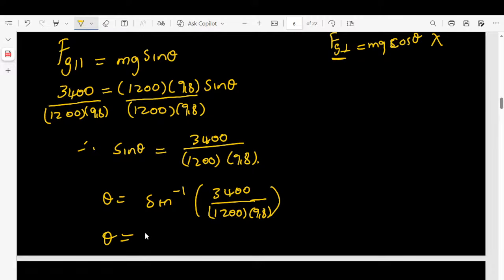So when we substitute that, what do we get? We get that our angle is equal to 16.81 degrees. This is our angle.